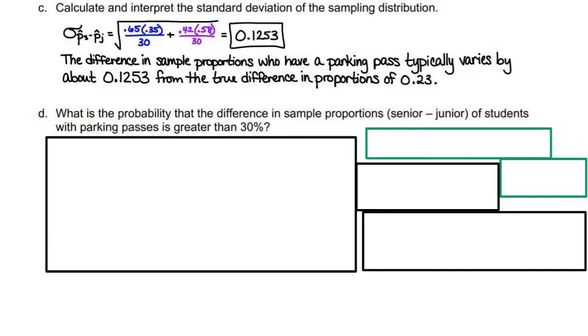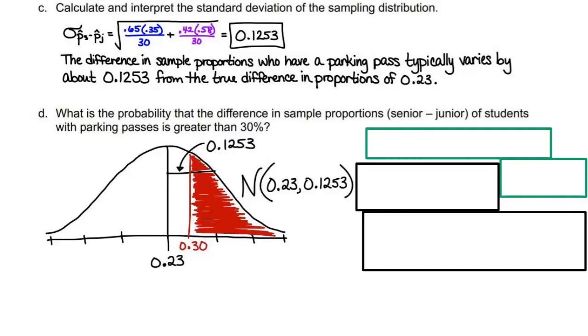How would we go about answering part D? What do you have to do to answer part D? You got to draw your picture first. We have our mean, we have our standard deviation. We know it's approximately normal. So we're going to draw our picture. We wanted to know the probability that the difference in sample proportions is greater than 30%. So I would have capital P, P hat 1 minus P hat 2 is greater than 0.3, is equal to, and then I would do my normal CDF.